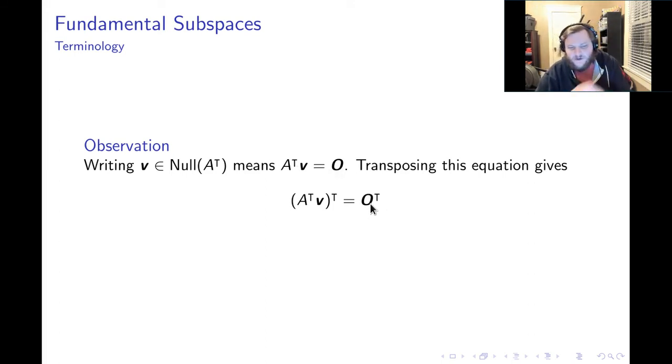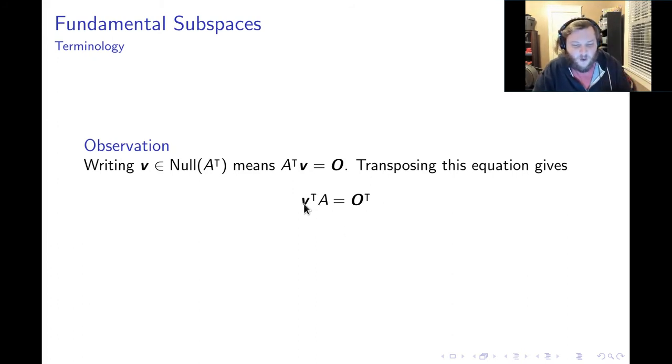Now, there's nothing interesting to say on the right-hand side of this equal sign, but there is something interesting we could do on the left-hand side. Remember, transposition is order reversing. So I can distribute this transpose, but I have to reverse the order of A transpose and V. So let's do that. So this becomes V transpose multiplied by A transpose transpose. But of course, if we transpose twice, we get back the original thing.